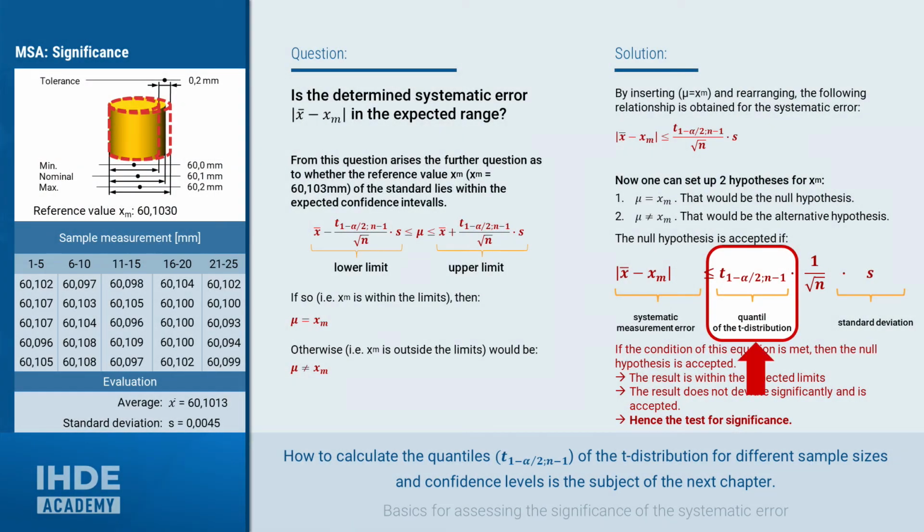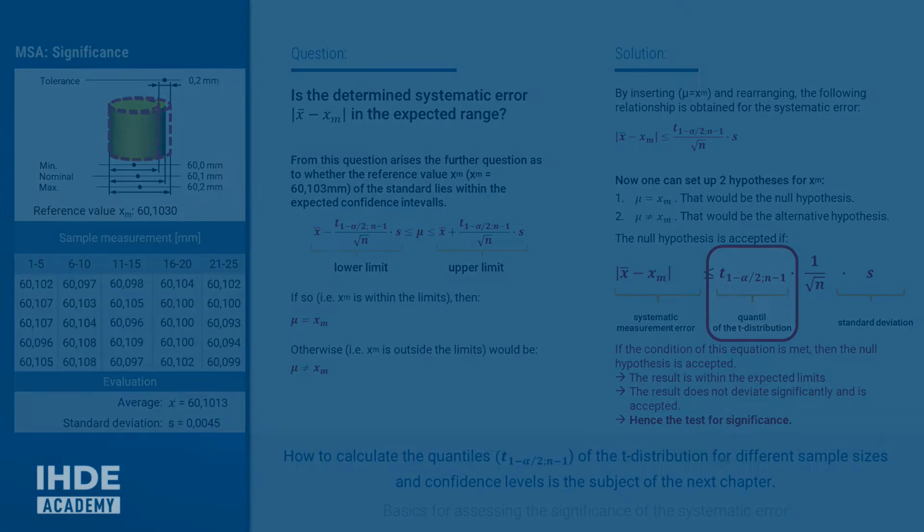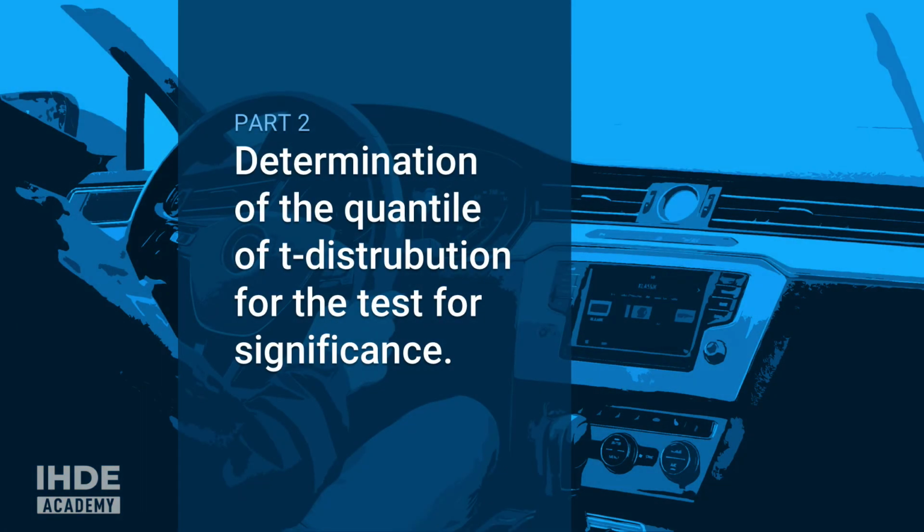How to calculate the quantiles of the t-distribution for different sample sizes and calculating confidence levels is the subject of the next chapter. In this chapter, we find the quantiles of the t-distribution ourselves for different probabilities and sample sizes, which are necessary for the test for significance. We do this in different ways and apply the results in a sample calculation.